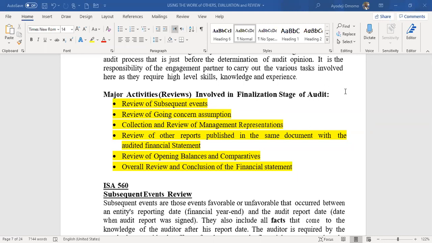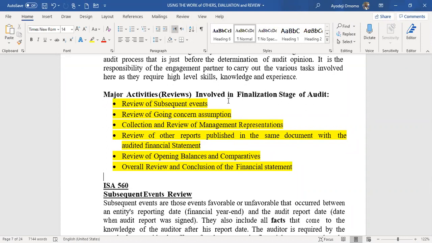They call it events after reporting period, right? Subsequent events. Yes, events after reporting period. So what we are saying now is that the auditor must be sure that all subsequent events have been considered while carrying out this audit.